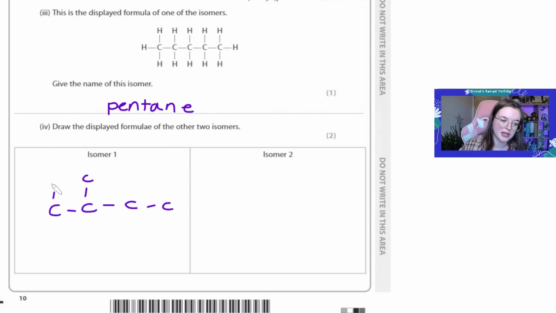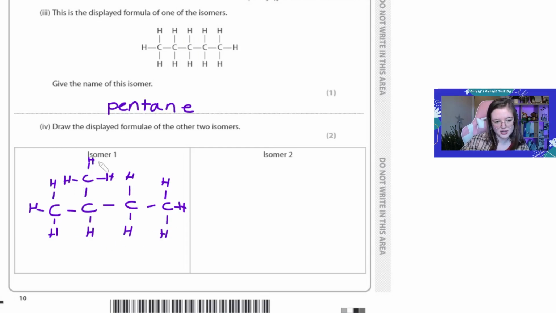So then if we fill in all our hydrogens, remembering that every carbon has to have 4 bonds, you can check that you've got everything, if everything has 4. So that's that one. And then what else could we do? So again, we can't just move one of these down here, because then that would still be the same, like 4 in a row. So what else could we do?